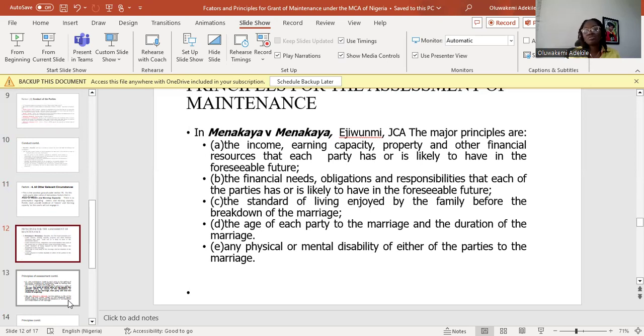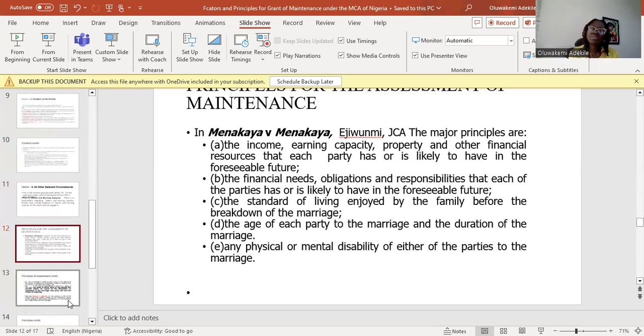The court looks at their income, their earning capacity, what property they have, and what financial needs, responsibilities and obligations they have. If you want a man to pay maintenance to his ex-wife, what if he has aged parents that he has to support? Does he have grown-up children who can support him? What is the standard of life that he enjoyed before? Does he have another wife that he also maintains? What are the ages of the parties to the marriage and the duration? If it's a short marriage, 3 or 4 years, maybe the assessment may not be as high. If it was a long marriage where they are advanced in age, their earning capacity would be reduced.